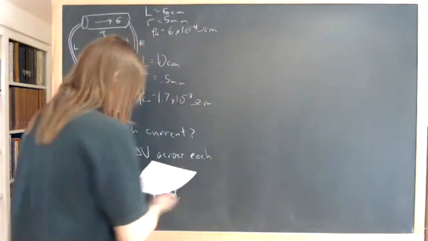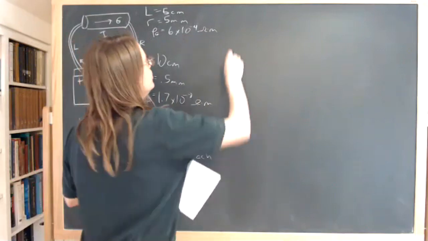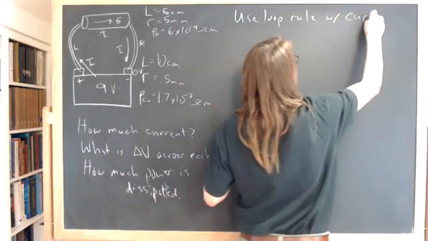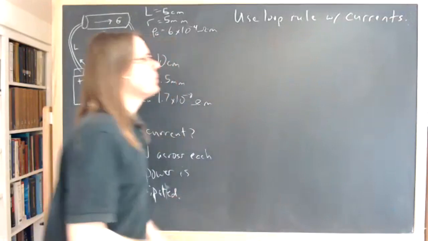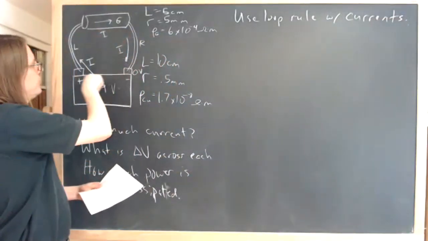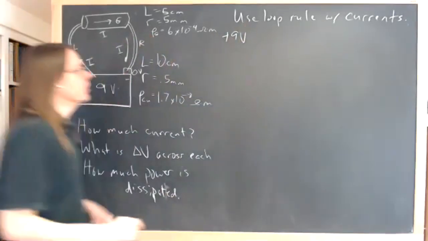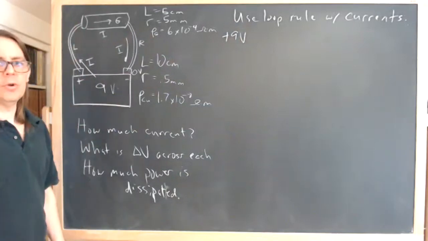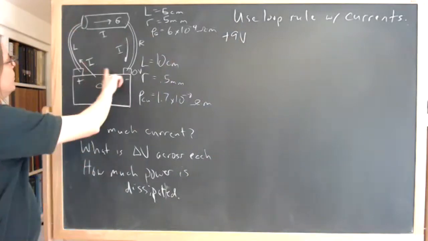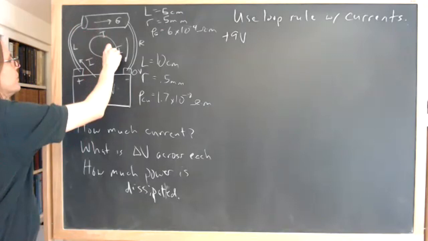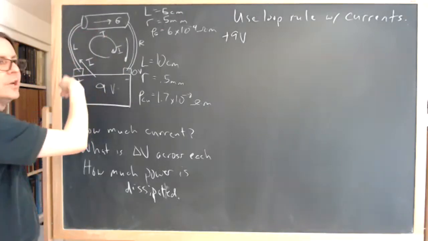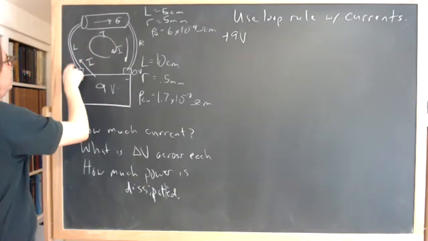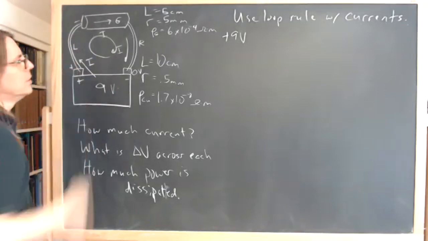Let's see. So now we want to use the loop rule, but with those current expressions. As we loop around, we have a plus 9 volts there. And now we have to think about the voltage drop across that copper wire. Ohm's law, it's IR. And we know it's negative when we're looping with the current, like we're going to loop through the circuit that way. If we loop with the current, the voltages across the resistors are always negative because they're always a drop, because current always flows from high potential to low potential. So final minus initial will always be a drop.